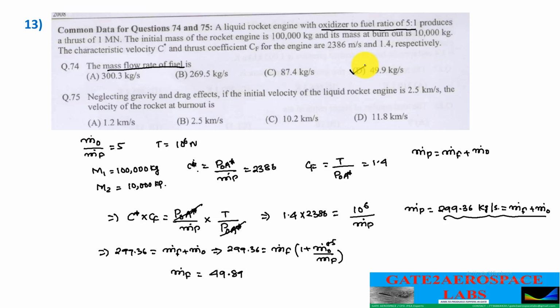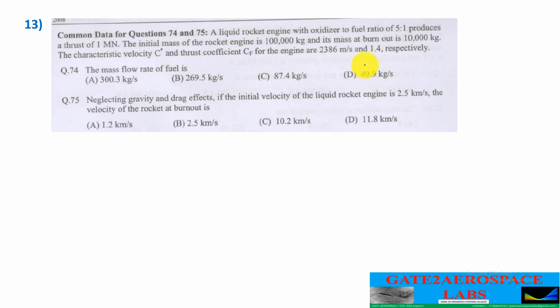Fine. Now the second question. Here in this question we have to neglect the drag effect, and the gravity effect also we have to neglect. Then the initial velocity is given, that is V1 is 2.5 km per second. What is the velocity of the rocket at the burnout? How to determine it?